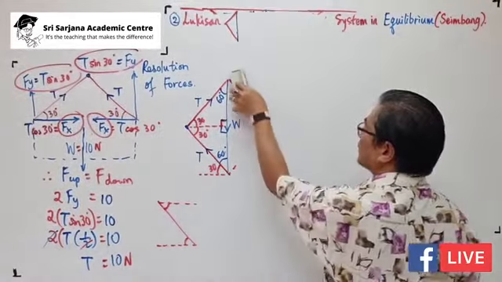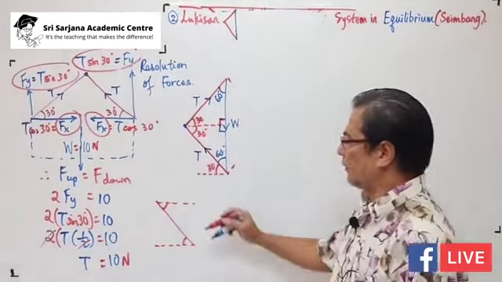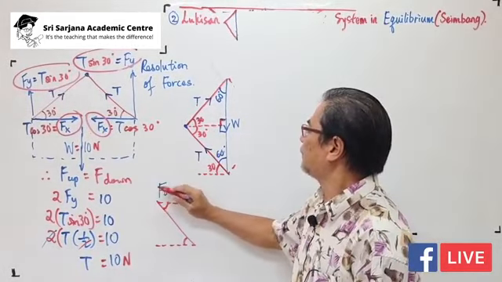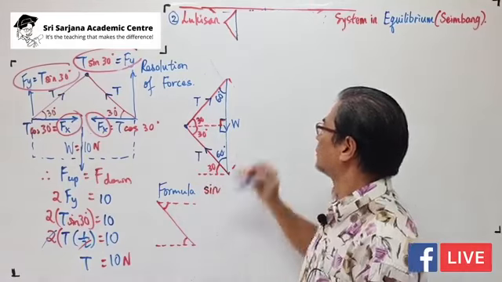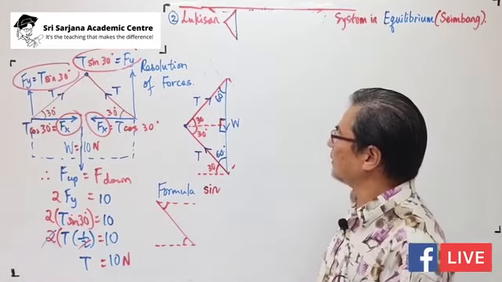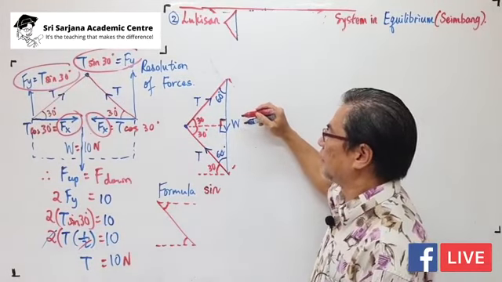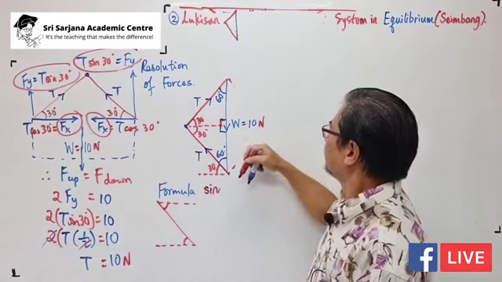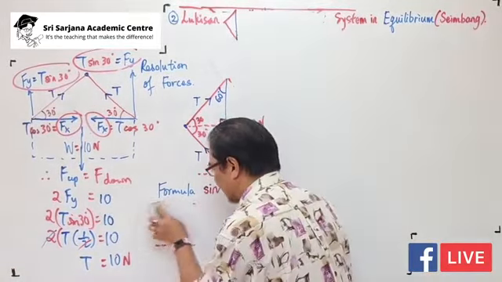Then we can use another method which is known as formula sine. Sine and cos. Remember what formula sine is? You will be able to do this. This is a 10 Newton. I hope you remember your formula sine, how to do it.